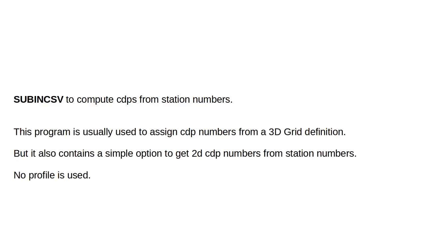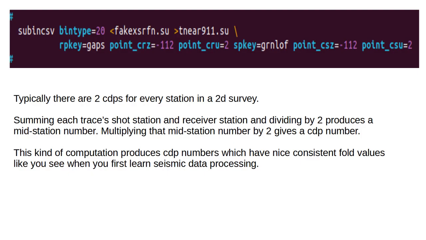The next plots compare the use of a profile to assign CDPs versus a much simpler technique that computes CDP numbers from station numbers. In standard SPS2 files, the shots have a station number and the receivers have a station number. The SuGeom CSV program can copy these station numbers into the geoentlof and GAPS trace header keys. Since there are usually 2 CDPs per station, this simple SuBin CSV setup will compute CDPs for traces.